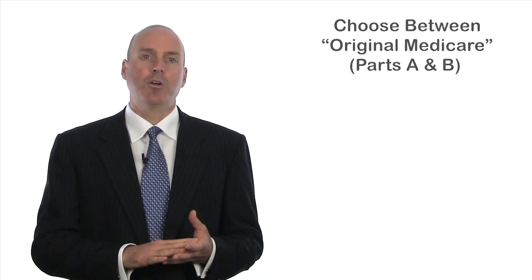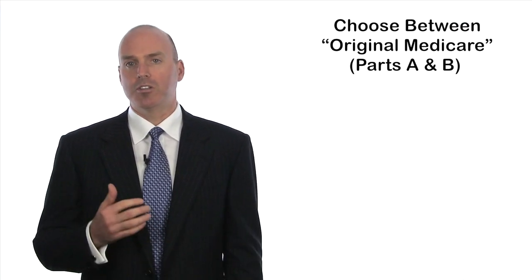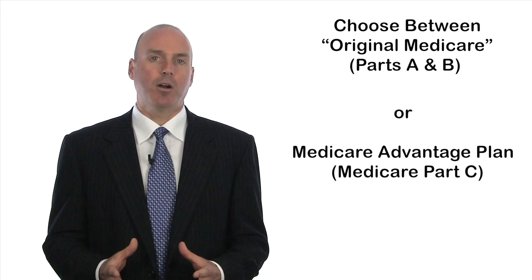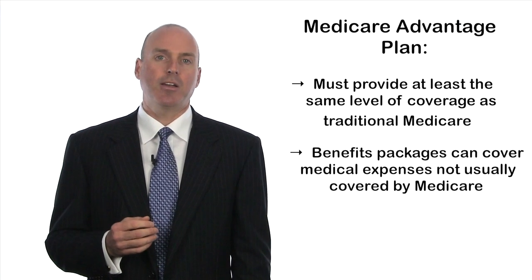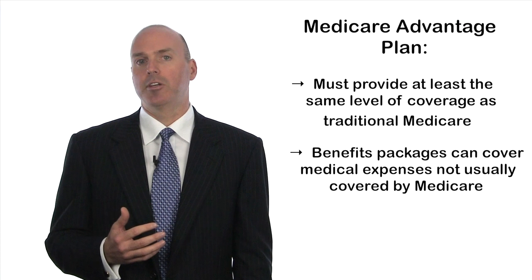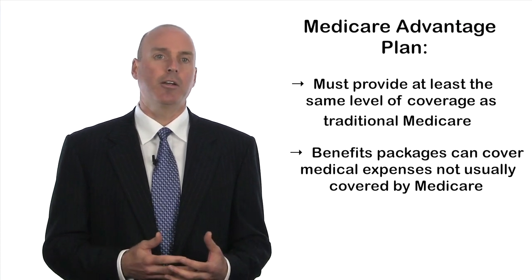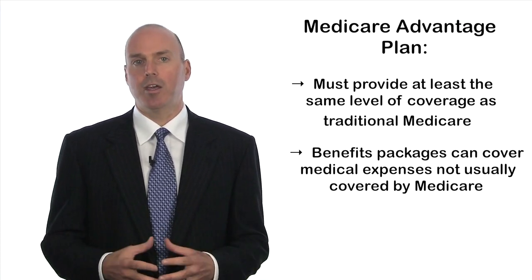Pretty straightforward so far. Here's where some of your choices come in. Your first choice is to choose between Original Medicare, Parts A and B, which we just discussed, or you can choose Medicare Part C, a Medicare Advantage plan. A Medicare Advantage plan is required to offer at least the same level of coverage as Medicare. Many providers offer benefits packages that cover medical expenses not usually covered by Medicare, like vision and hearing coverage, even gym memberships in some cases.